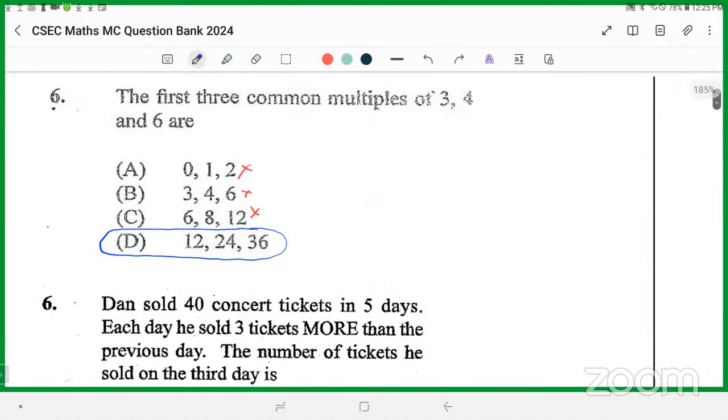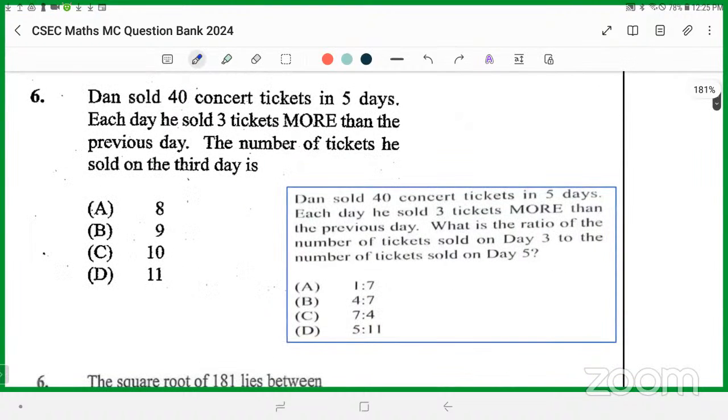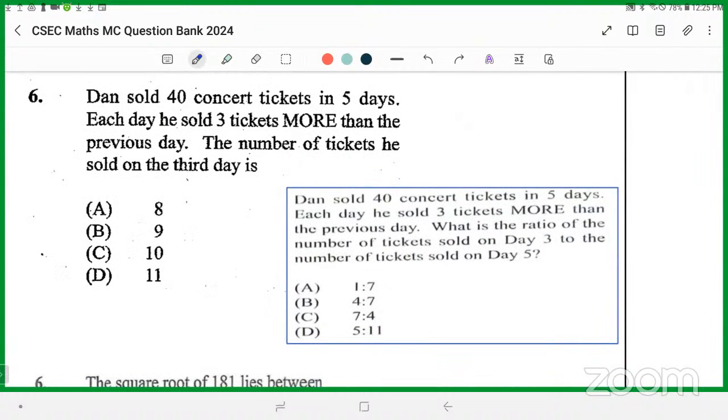All right. Here's a repeat question. Dan sold 40 tickets. I said, change it on 2 different papers. Look out for this one and change it again. And it's a very recent question, like in the past 2 years. Let's set this question.